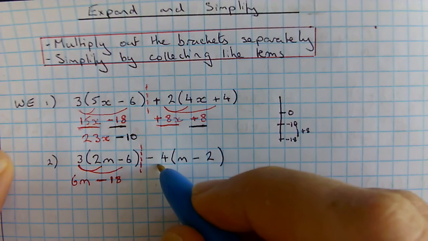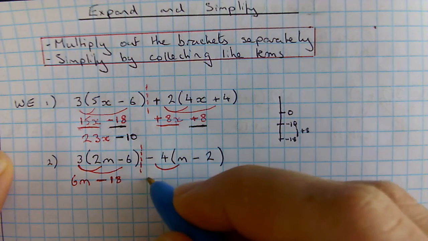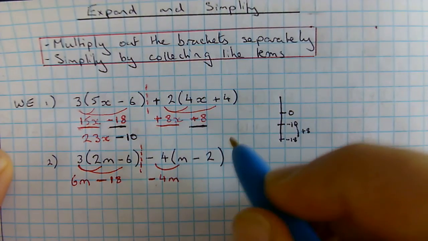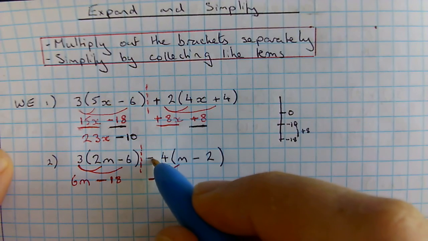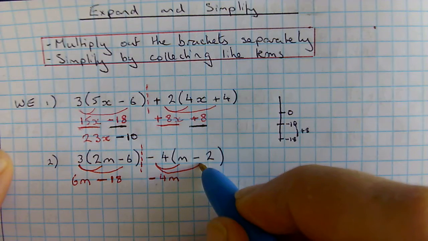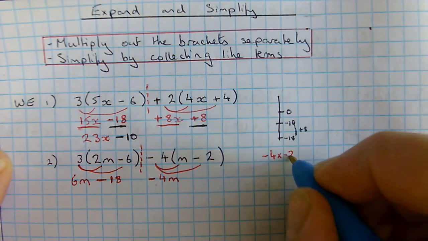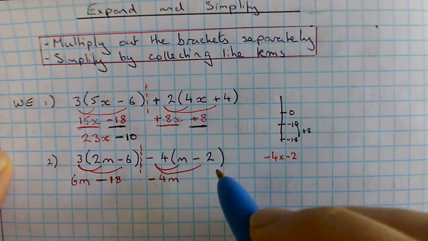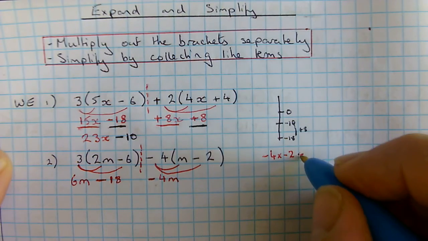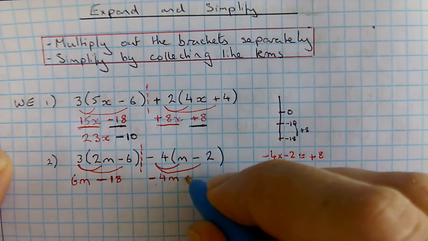I've then got, after my line, I've got negative 4 times by m. This gives me negative 4m. Now here is the bit where people tend to make mistakes. I've got negative 4 times by negative 2. They've both got a negative in front of them. So a negative times a negative is going to give me a positive answer. So that's going to give me plus 8.